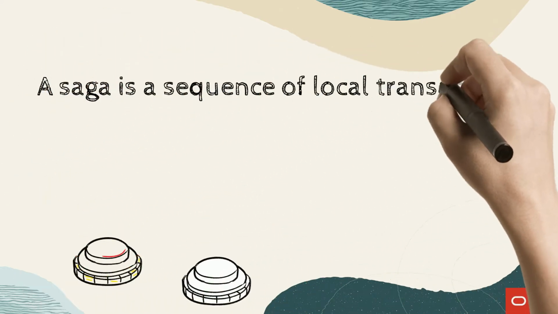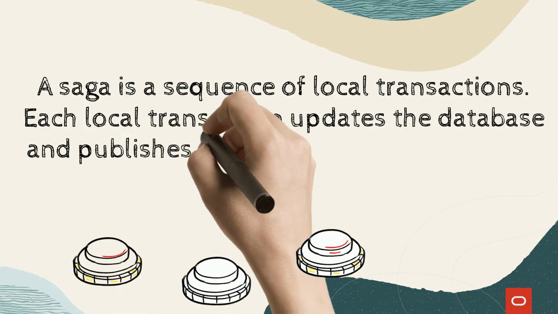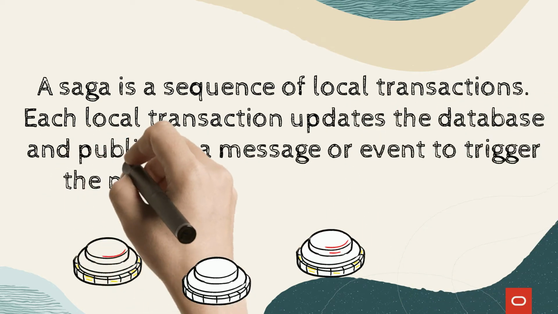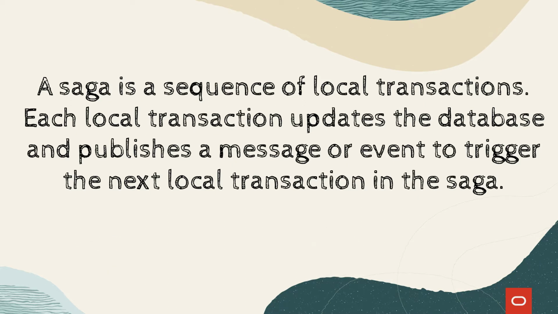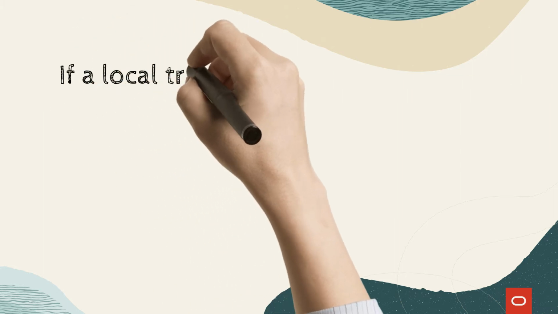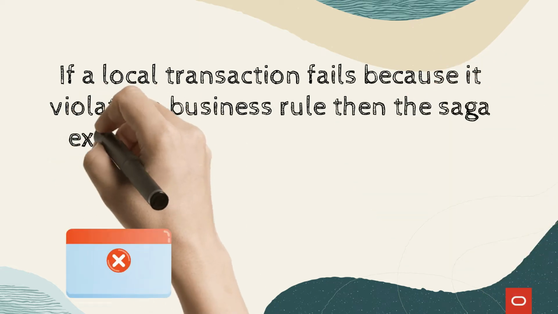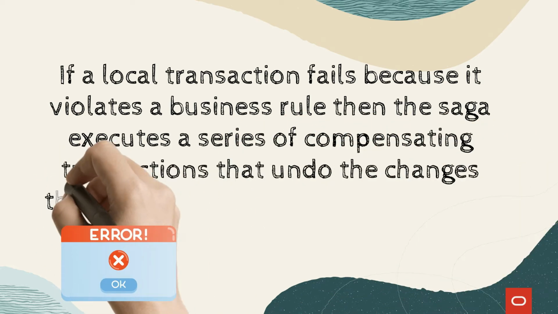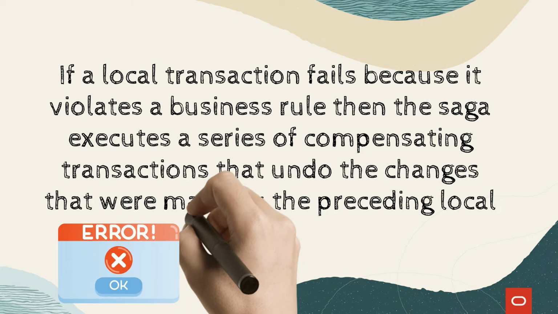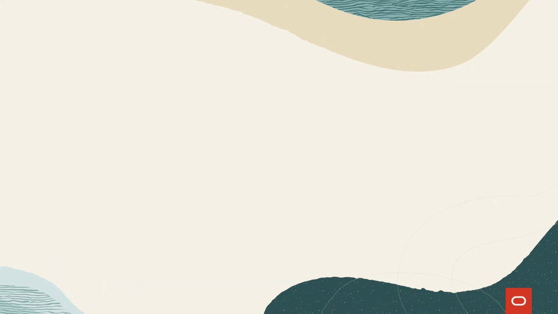A saga is a sequence of local transactions. Each local transaction updates the database and publishes a message or event to trigger the next local transaction in the saga. If a local transaction fails because it violates a business rule, then the saga executes a series of compensating transactions that undo the changes that were made by the preceding local transactions. In our case, the flight gets cancelled, so it's going to make a series of compensating transactions like cancelling the hotel and the car reservation.